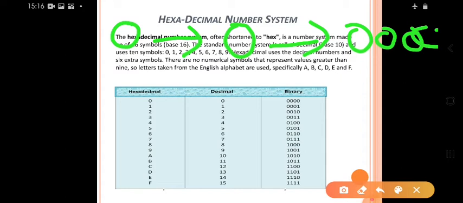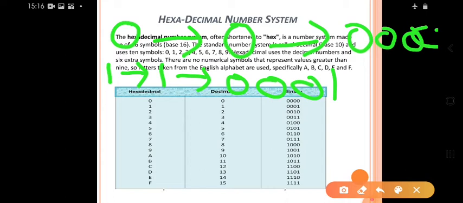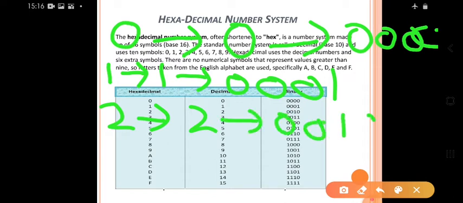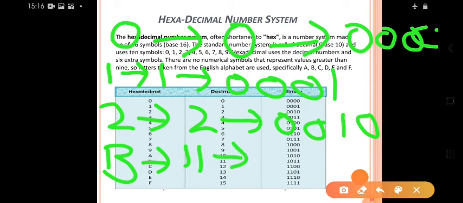If I say hexadecimal 1, then in decimal it is 1, but in binary it has to be 0 0 0 1. If I say 2, it is 2 in decimal, then 0 0 1 0. But if I say B, then it is 11 in decimal, and 11 is represented in binary like this: 1 0 1 1. So this is the representation of hexadecimal numbers.